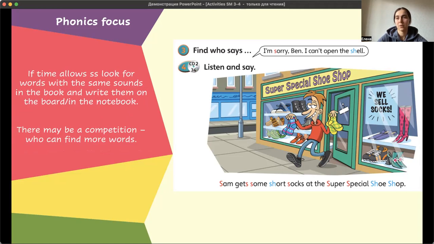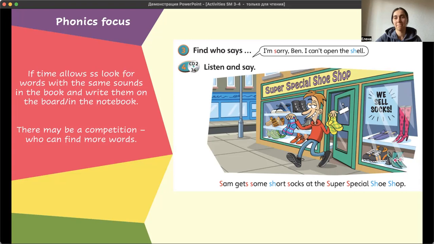Also, we can make a competition, divide them into groups, and one group finds the words with S, another group with SH, and we give them like 1 or 2 minutes and then count who has found more words. So I think for this we need like 10 minutes. Yes. So if time allows, why not? Why not do it? But usually we don't have. Yeah. Yes, good ideas.